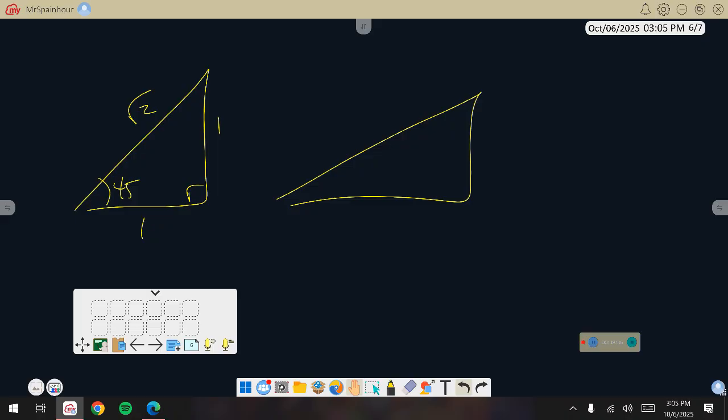Okay, what's the next one that you commonly use? 30, 60, 90. Okay, small angle, big angle, 30, 60. I think usually when it's listed for you, they usually put 60 on the bottom left. It doesn't matter. You can draw it like this, or you can draw it like this. The thing you got to remember is small angles across from the small side. What is the small side?